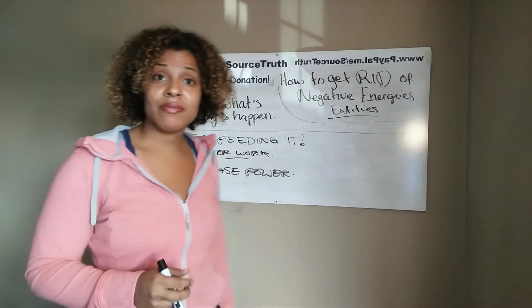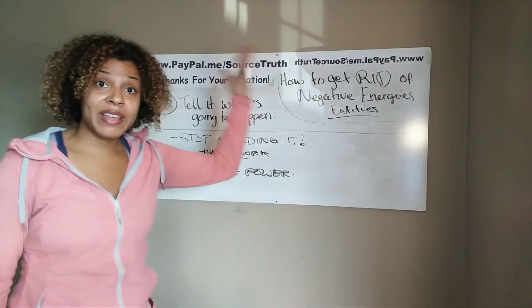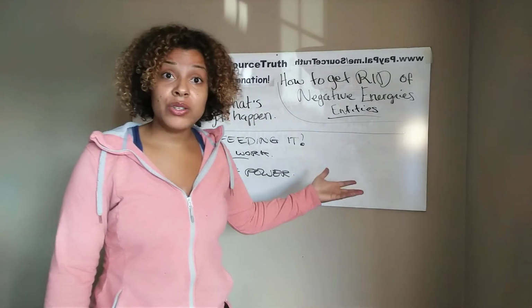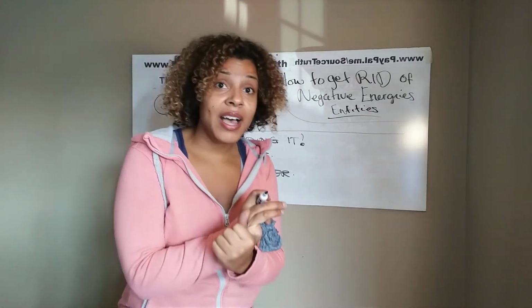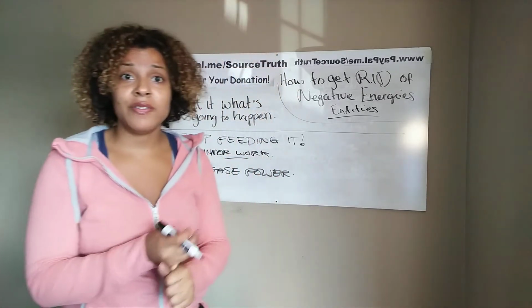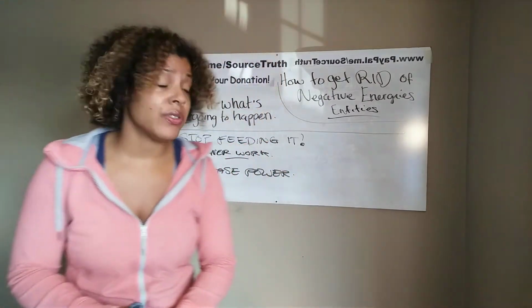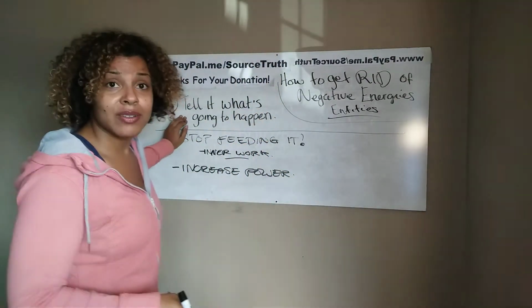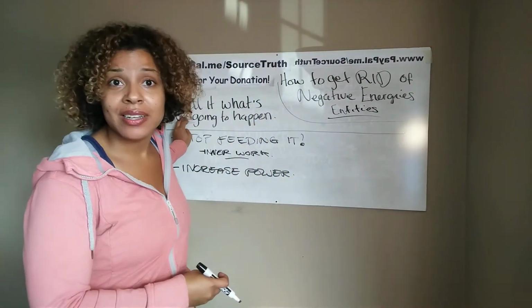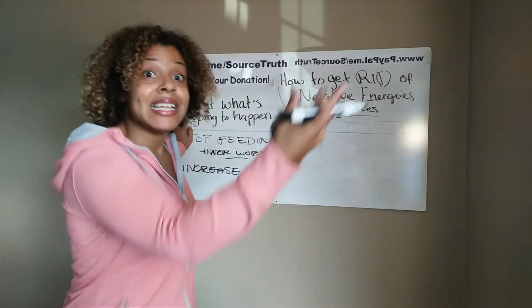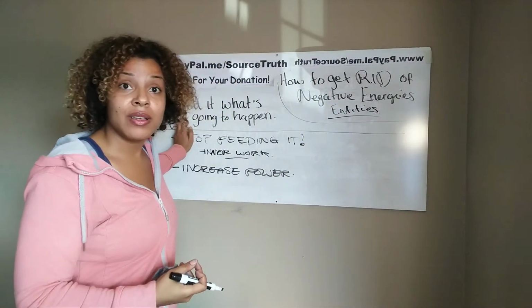But that's all you do. Literally. Get rid of entities. That's all you do. Identify it. Don't be scared of it. Realize that you are more powerful than it. Then tell it what is going to happen to it. Speak it. Say it out loud as well.